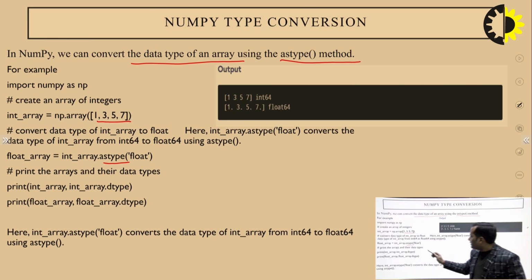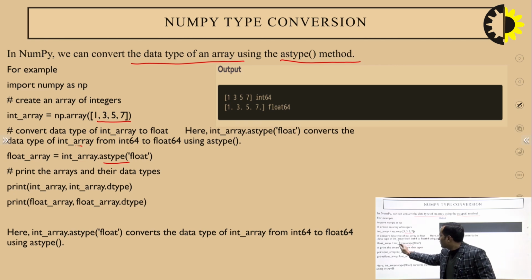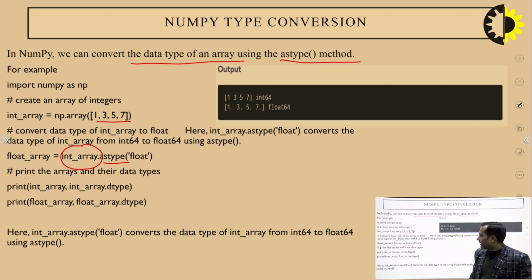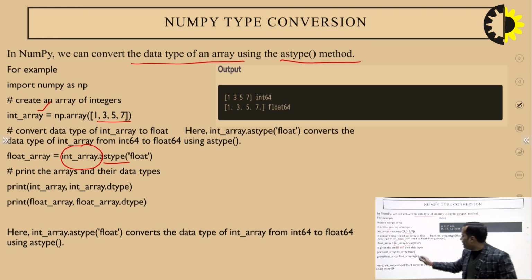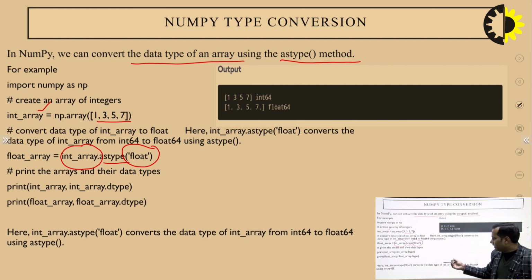So we have passed this array that we have already created here, and we have called astype method, and we have passed the specified data type to which we want to convert. So we have passed float here. Now this integer data type will be converted to float.